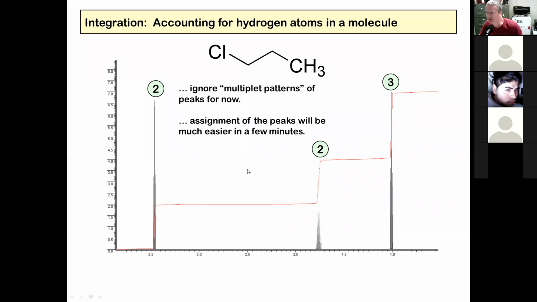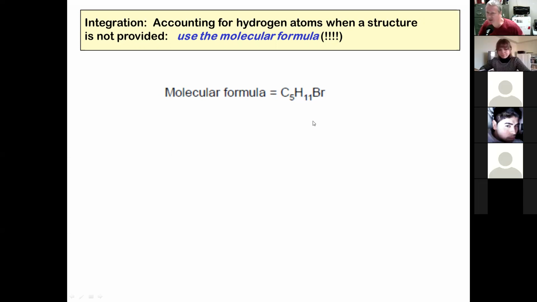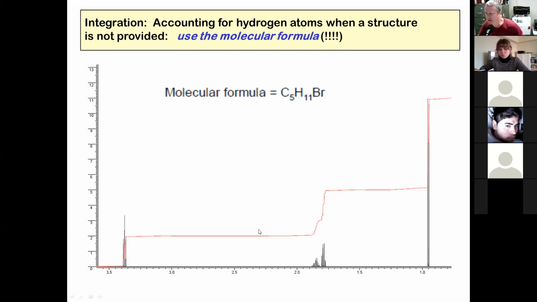All right, assignment of the peaks will be made easier in a minute or two. Okay, what about a molecule like C5H11Br? How many protons are there? There's 11, right? So let's look at this one more example. Now this is a different molecule, and we're not even going to show the structure this time. I make it even scarier for you, right? Okay, 11. So without even considering the structure, how can we account for 11 protons? And there should be 11.